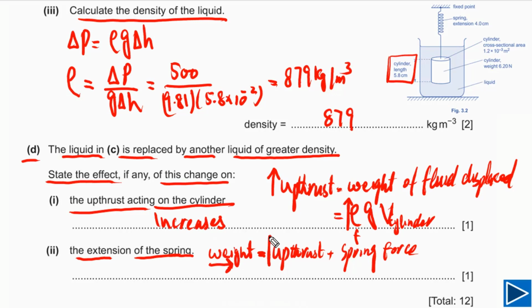Now if the upthrust increases, the spring force has to decrease. If the spring force decreases, then it simply means the extension in the spring will also decrease. So you can write down that the extension of the spring decreases in this case.